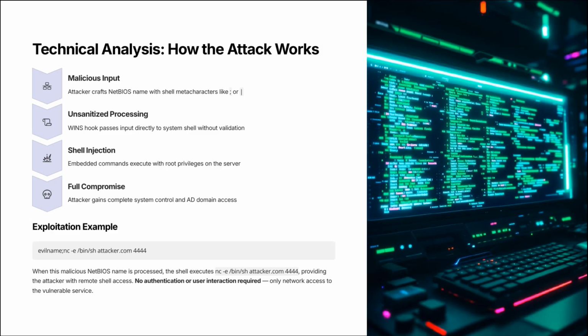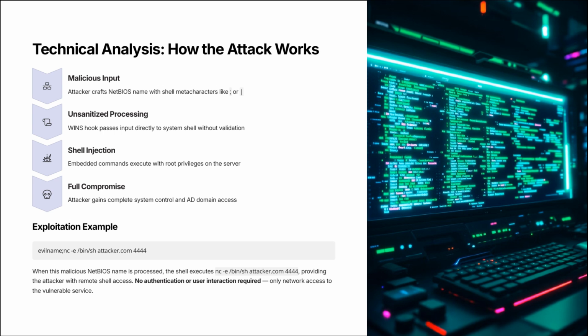On this slide, we're delving into the technical analysis of how the attack works. The first step involves malicious input. Here, the attacker crafts a NetBIOS name embedded with shell meta-characters like semicolon or pipe. Next, we have unsanitized processing. The WINS hook takes this input and passes it directly to the system shell without any form of validation. This leads us to shell injection, where the embedded commands execute with root privileges on the server. The final result, full compromise. The attacker gains complete control over the system and access to the AD domain.